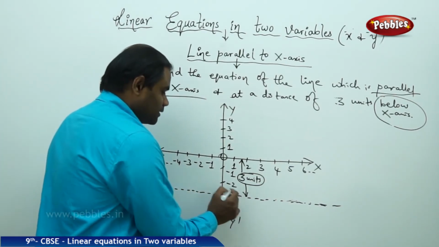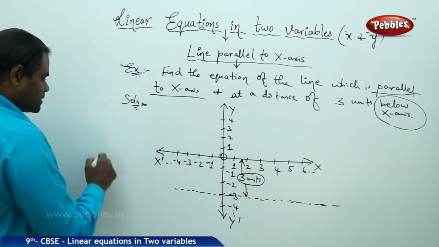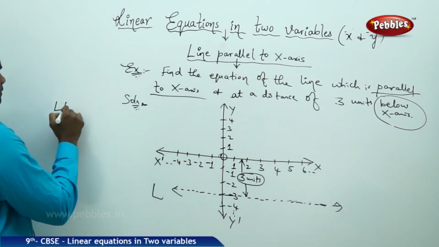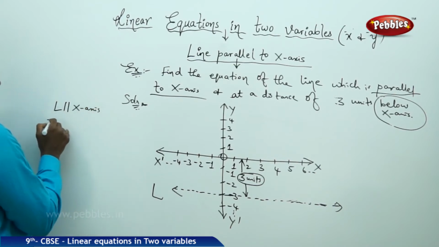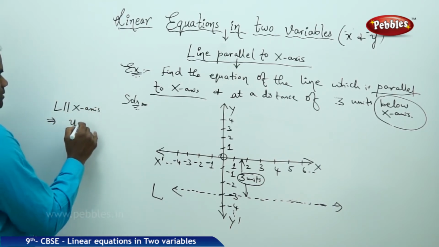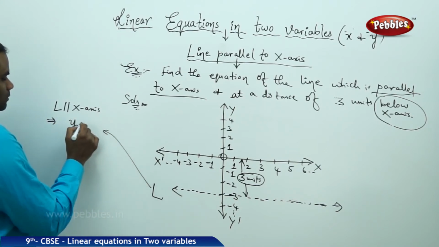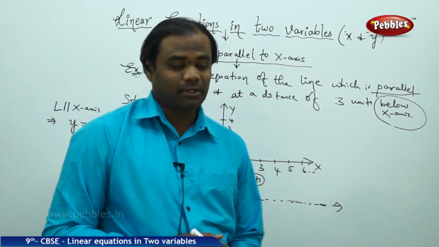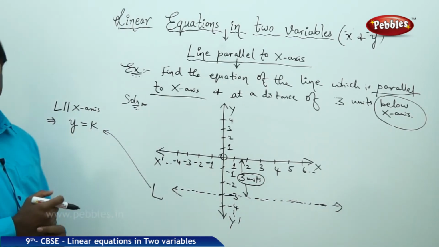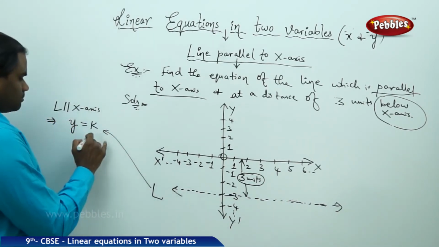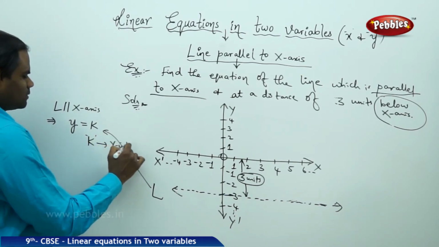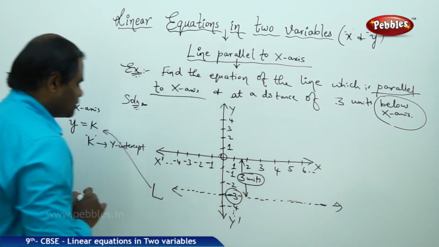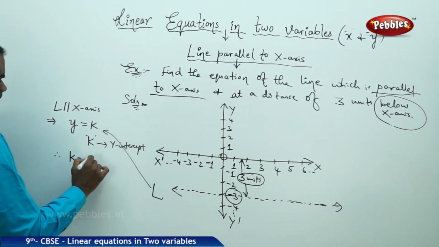Now, in order that we find the line, we know that any line which is parallel to x-axis, say this is the line L. So L parallel to x-axis implies the line L can be expressed in the form y equals k, because any line parallel to x-axis is of the form y equals k. And k is the y-intercept. My k out here is the y-intercept. Now as I know my y-intercept out here is minus 3, therefore k is minus 3.